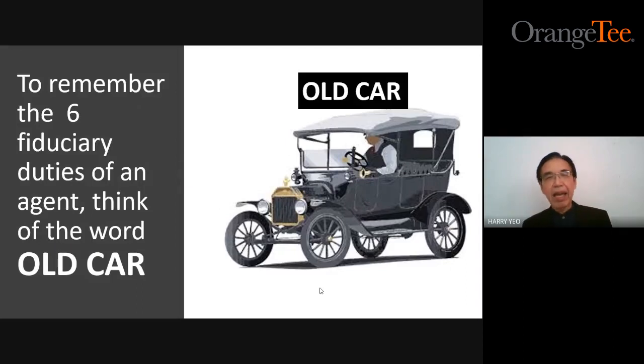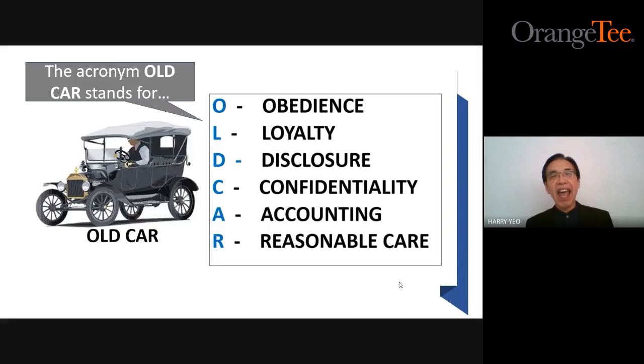To remember the 6 fiduciary duties, I told you that we must think of OLD CAR. Vincent Jan has taught us learning to learn. We must learn to associate. When you associate something, it's easy to remember. So we now will associate OLD CAR with the 6 fiduciary duties of a property agent. What does OLD CAR stand for? O for obedience. L, loyalty, disclosure. And then we have confidential information, accounting, and reasonable care.